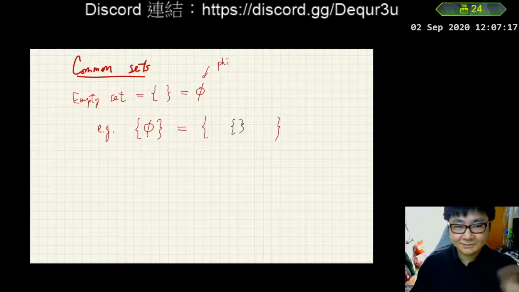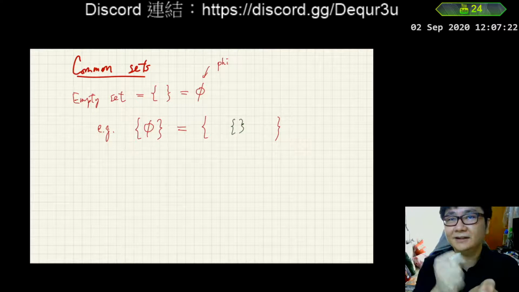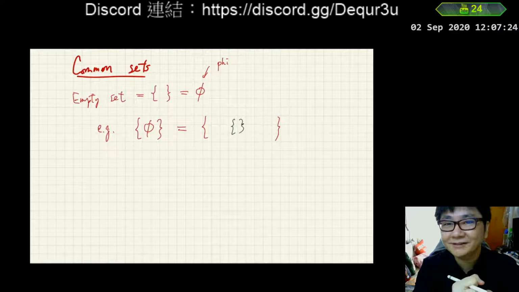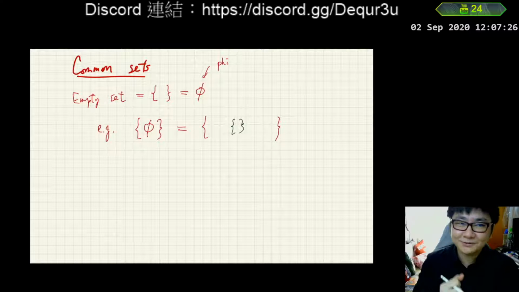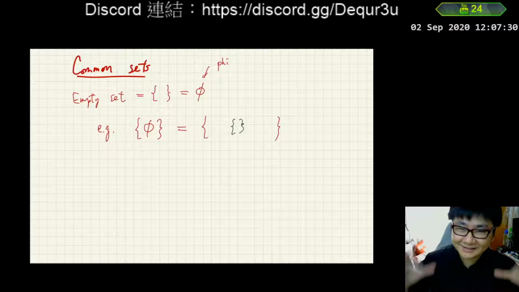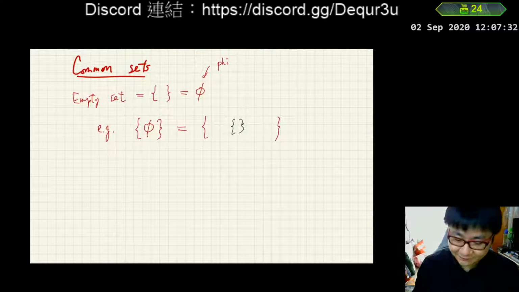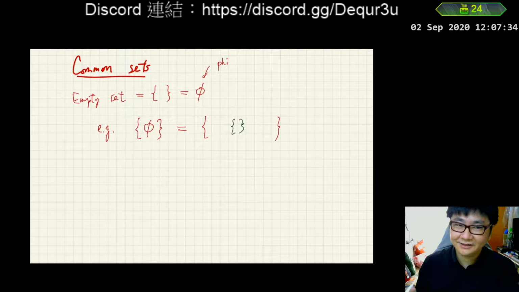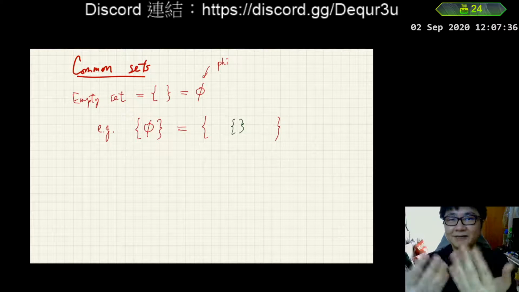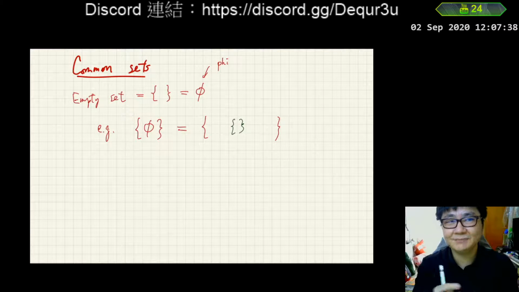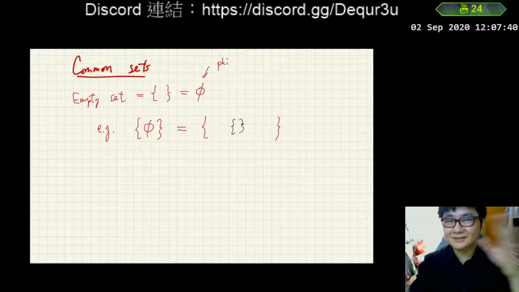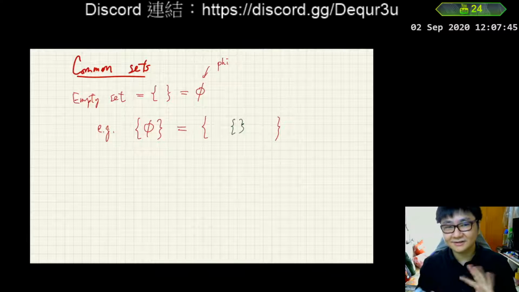Okay, so now back to here. The example here is a set with an empty set inside. Therefore, it is not empty. The object it has inside is the empty set, but the set itself is not empty. As an analogy, it is like a box with an empty box inside. Would you say the outside box is empty? No. So that is the difference.